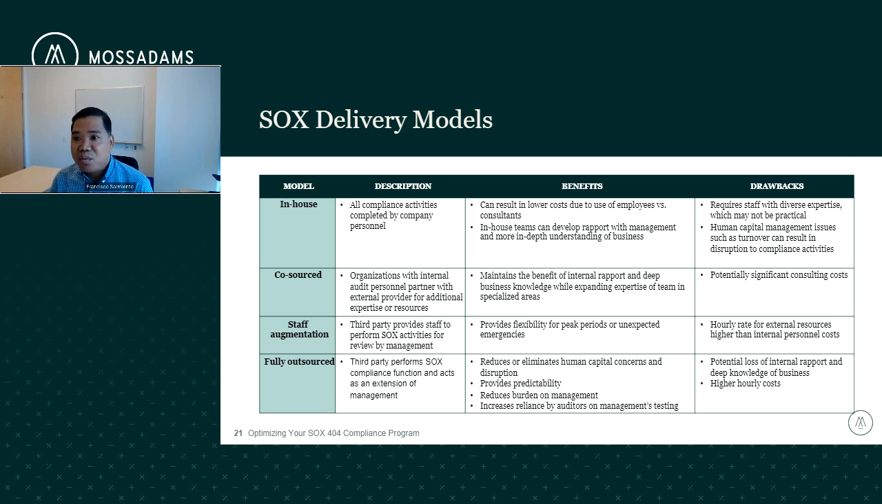Okay, so now we'll move on to the different SOX delivery models. You have the in-house, co-source, staff augmentation, and fully outsourced. In-house, you basically do all of the work in-house. You have an internal audit or a SOX team that delivers the work. It's a very good model for very mature and large companies because you can get a lower cost as you have a team of employees. The team can be part of management and can develop rapport very quickly.